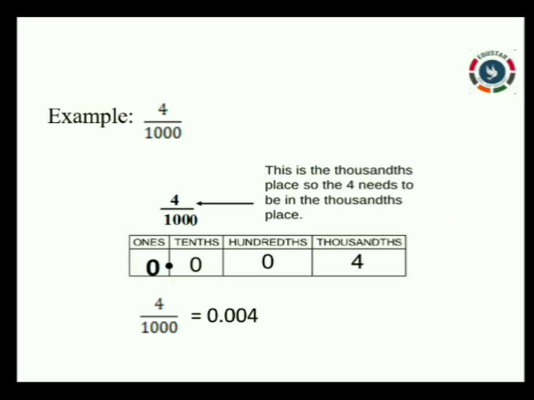Let's see one more example. 4 by 1000, right? Check the denominator. Your denominator is 1000. So the last digit should be in the thousandths place. So here you have one digit, 4, right? So 4 should be in the thousandths place. You are not having the whole part, so 0. Next you have to keep the decimal point. You are not having the tenths place and hundredths place, so you have to write 0. In the tenths place 0, hundredths place also 0. In the thousandths place you have 4. So 4 by 1000 is equal to 0.004.